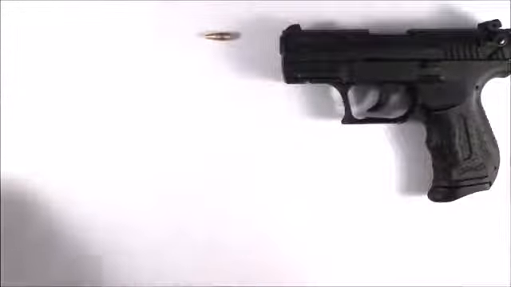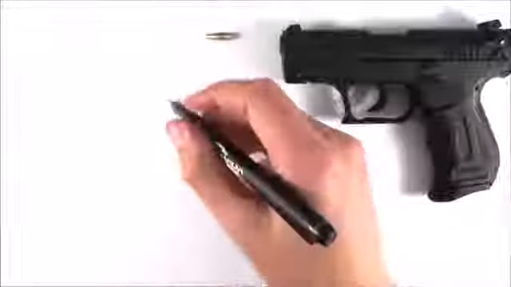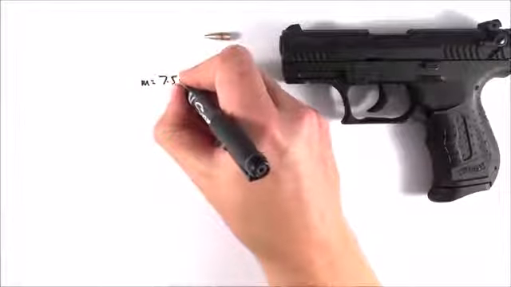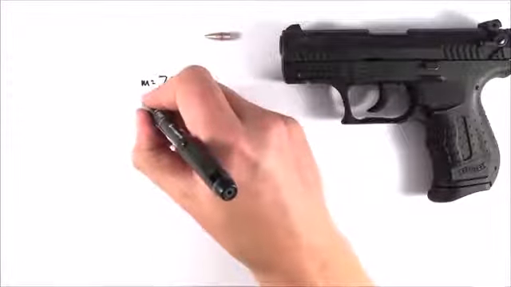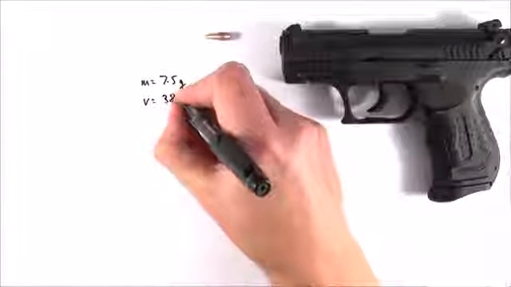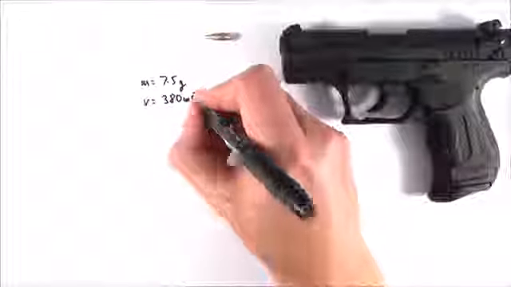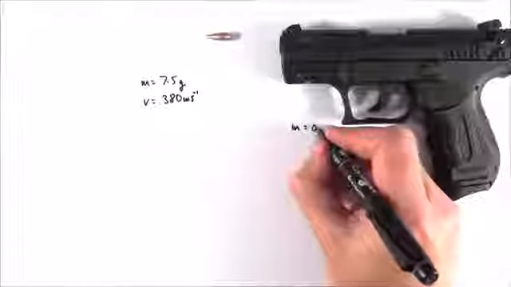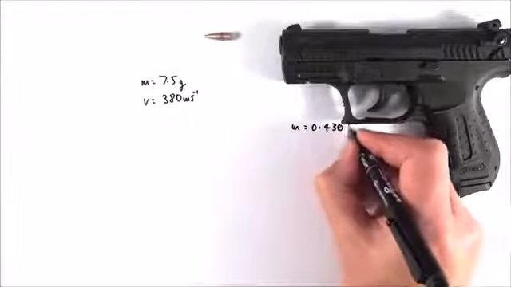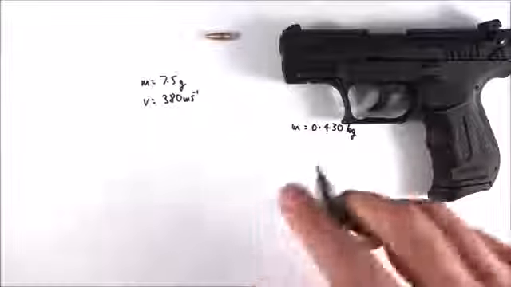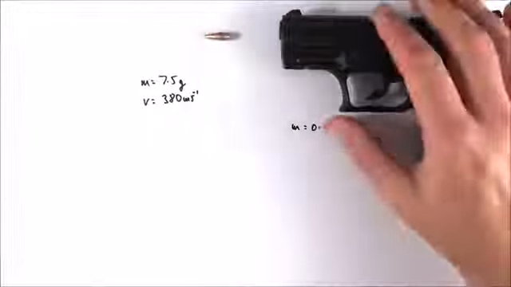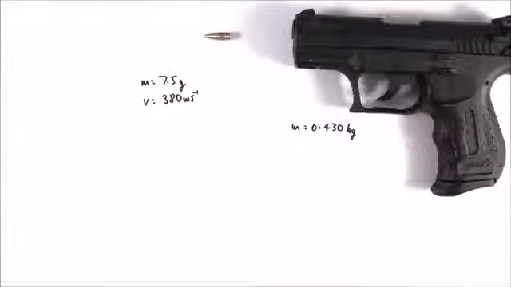Now we do need a bit of data to do this. So first of all, here's some data. The mass of one of these bullets is normally about 7.5 grams, and they might come out with a velocity of maybe 380 meters per second. This weapon here has a mass of about 0.430 of a kilogram. With this information, we can work out how quickly this rifle recoils when it's fired.